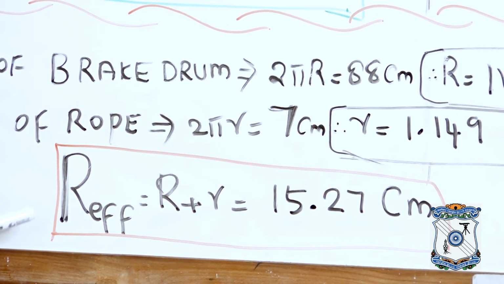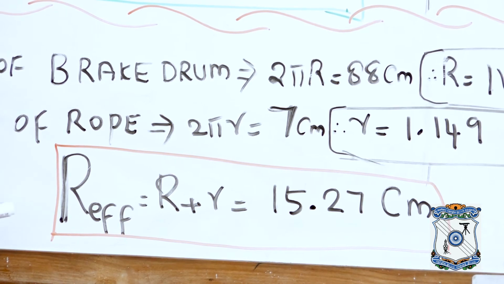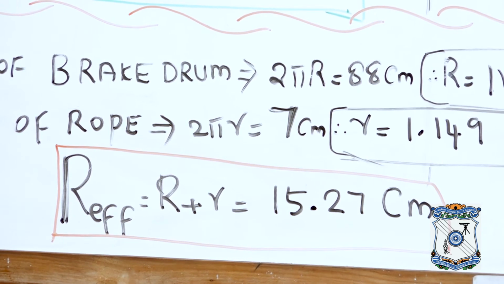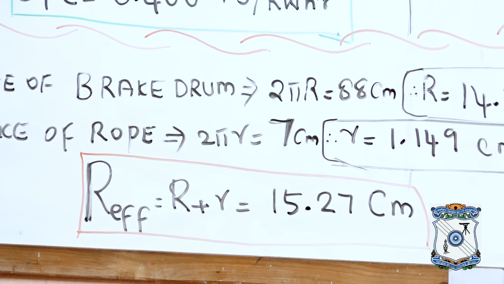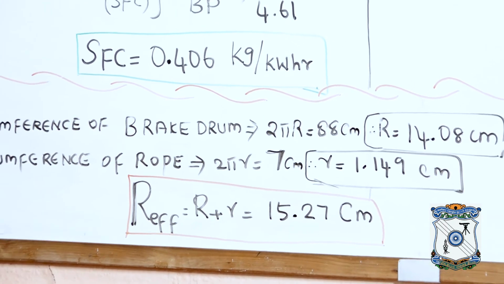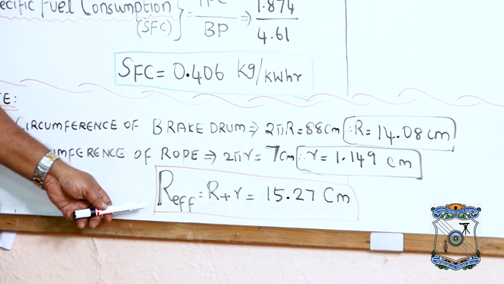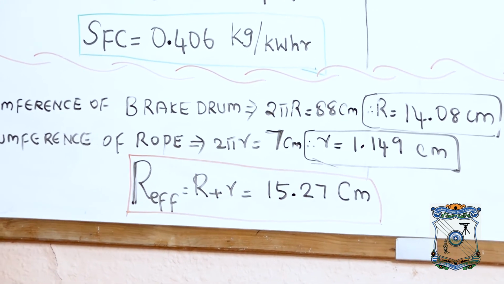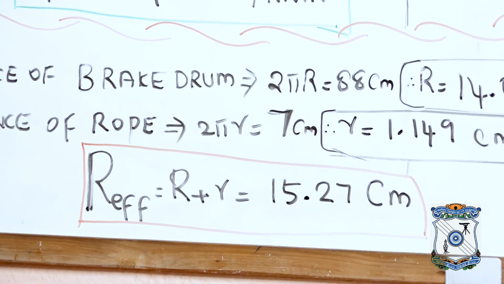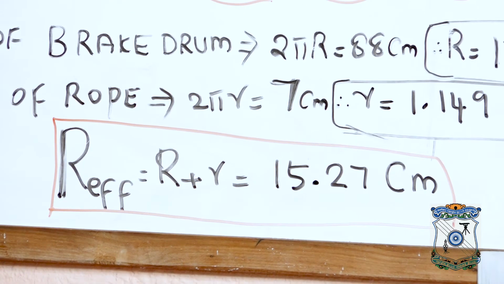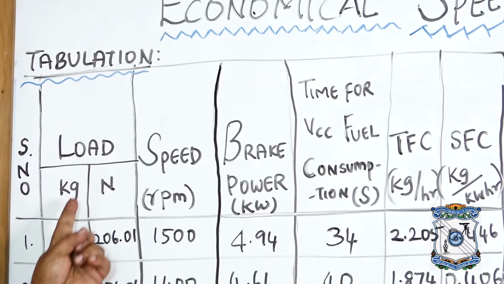From that maximum load, you will get the value of brake power, and then TFC and SFC, that is total fuel consumption and specific fuel consumption, can be found out. Then after this, the tabulation has to be created. From the tabulation, you can find each and every data that is given in the tabulation. So this is the tabulation part.